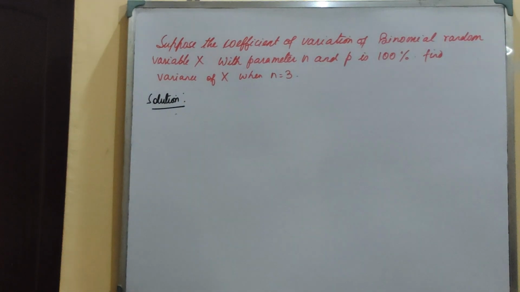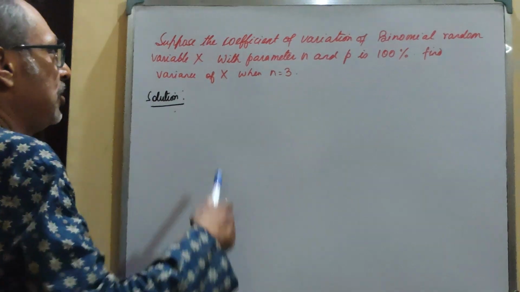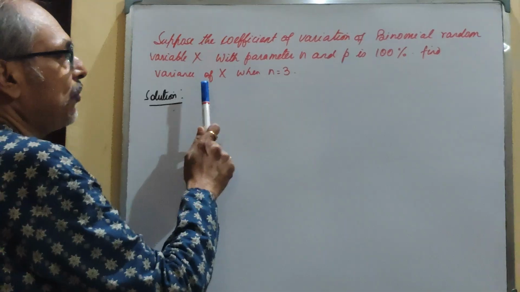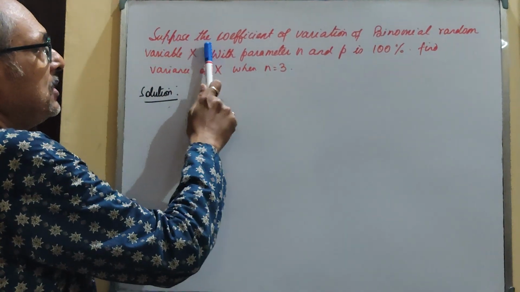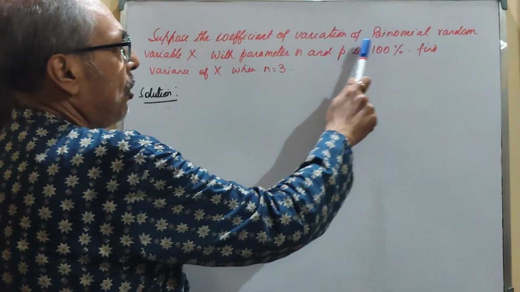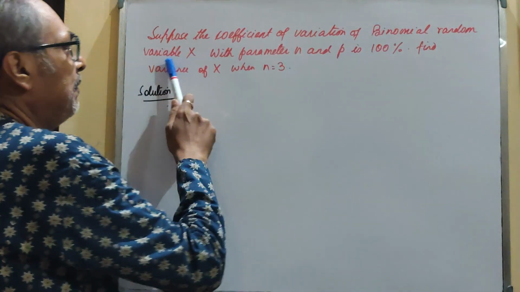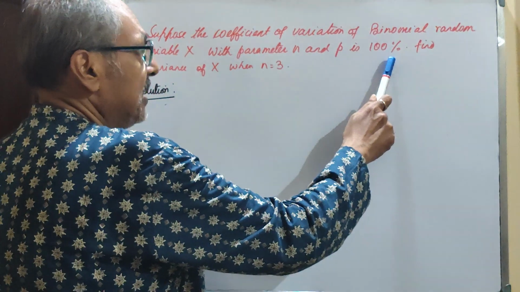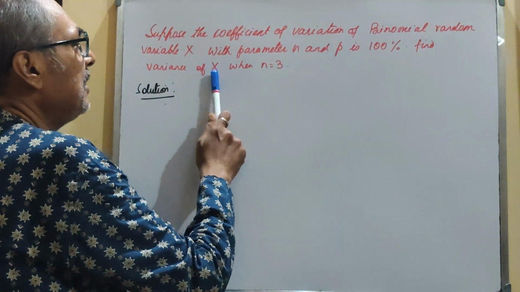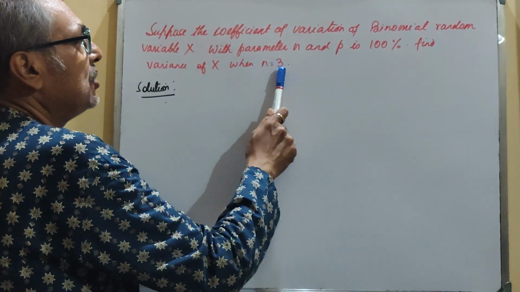Hello, in this video we want to solve this question. This question is from the topic binomial distribution. Suppose the coefficient of variation of binomial random variable x with parameters n and p is 100%. Find the variance of x when n equals 3.